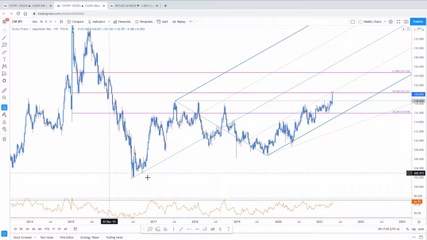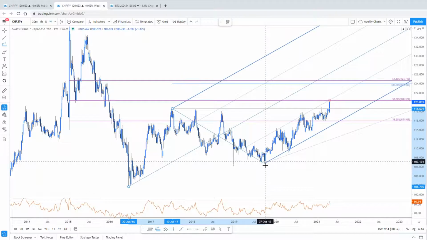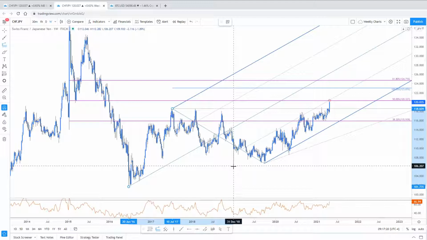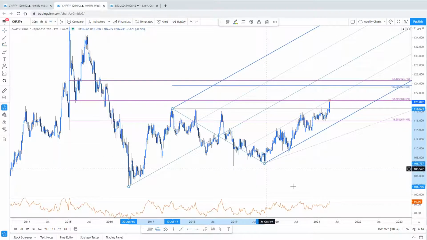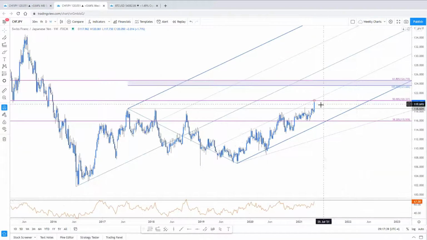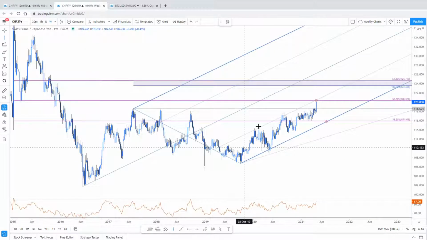120.32 is the 50 off the yearly high from the 2015 drop. The other extension I would give a lot of merit to would be this. I think it's this low. And look at that confluence zone. Key support. Yearly open.